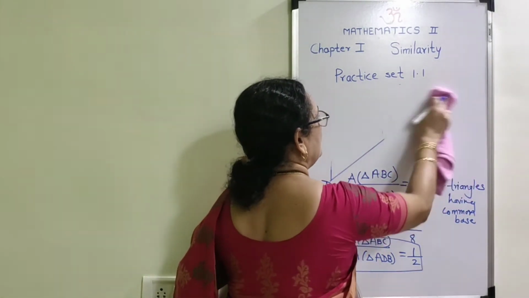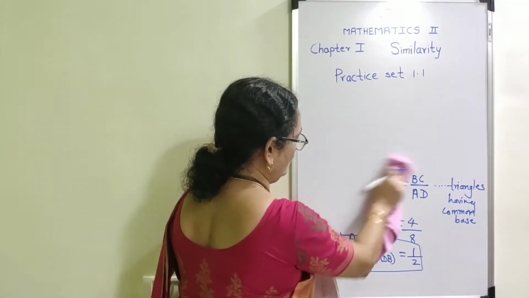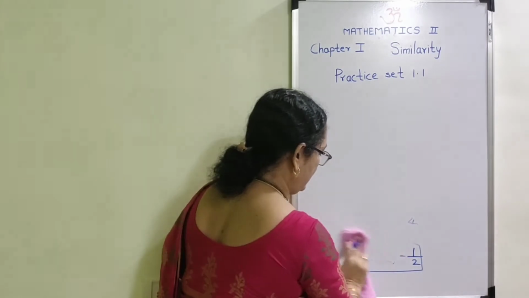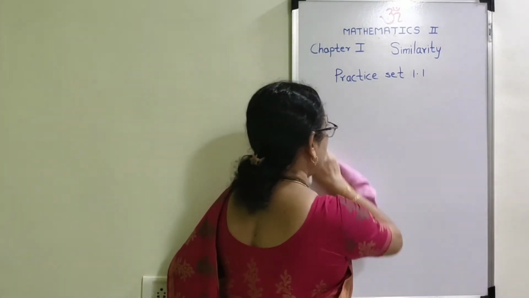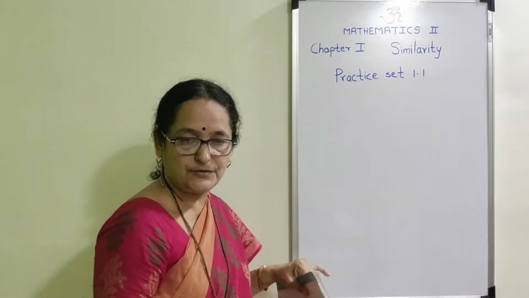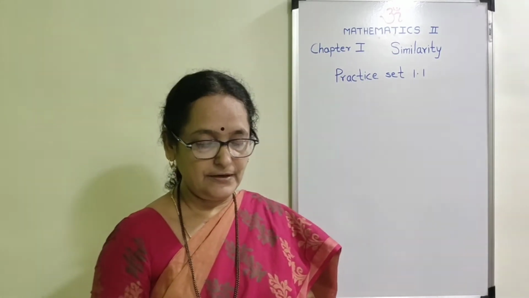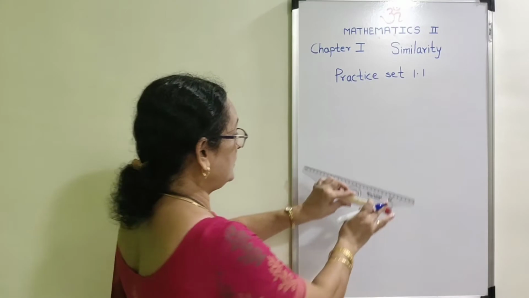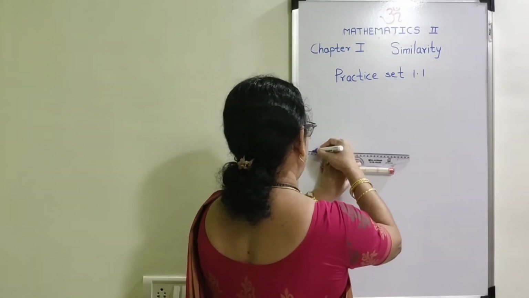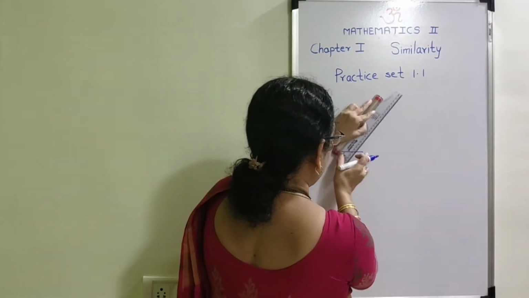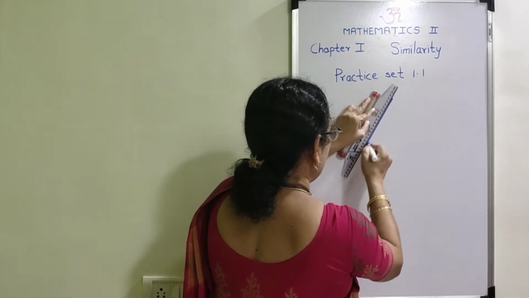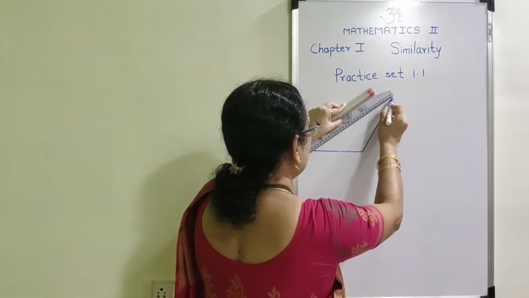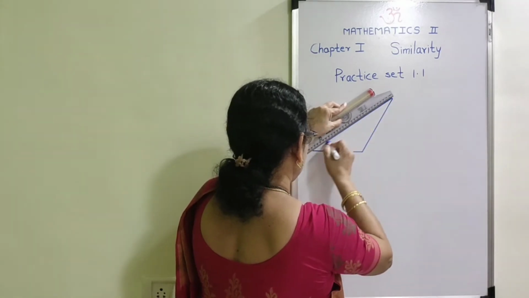When you are going to complete these examples in your notebook, draw a figure of each and every example. You are going to study this entire mathematics with the help of figures, and therefore don't ask whether we should draw the figure or not. Always we are drawing the figure to solve the examples. Now here one obtuse angle triangle is given.